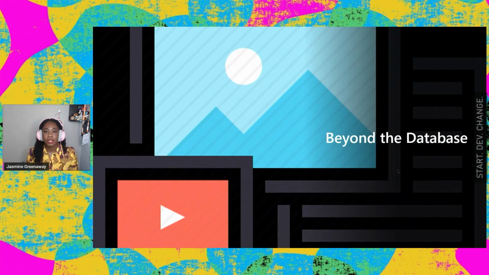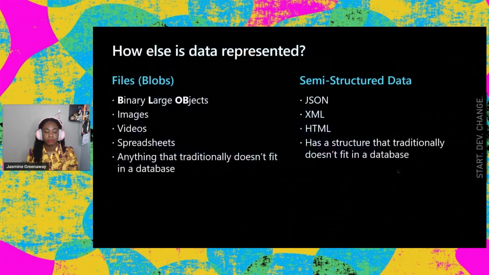So let's talk about some different ways that data is also represented. Databases are not really the only way that you can manage and store data. Data can also be files. And in computing, in cloud computing, we typically call these blobs, and that stands for binary large objects. A blob could be an image, video, or spreadsheet, pretty much anything that really wouldn't fit into any sort of database.